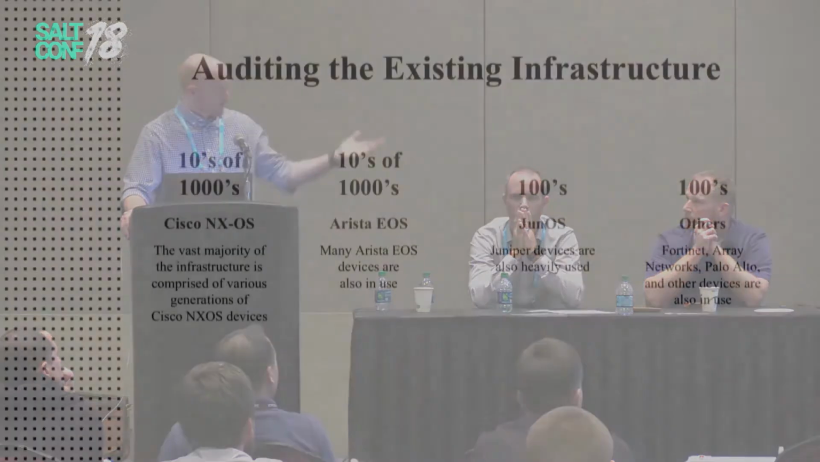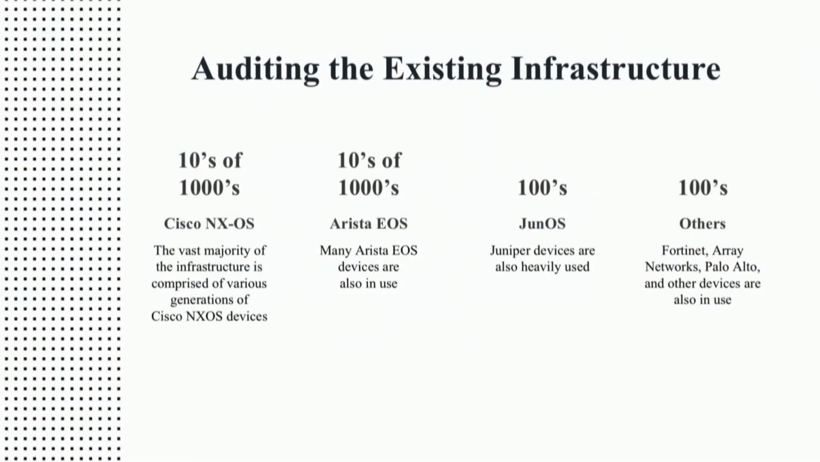Now, we had this slide already. We've got tens of thousands of Cisco devices, a lot of Arista, quite a bit of Juniper, and then a smattering of other smaller vendors for firewalls and load balancers and whatnot.